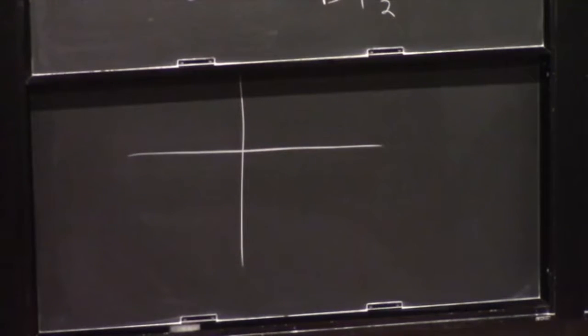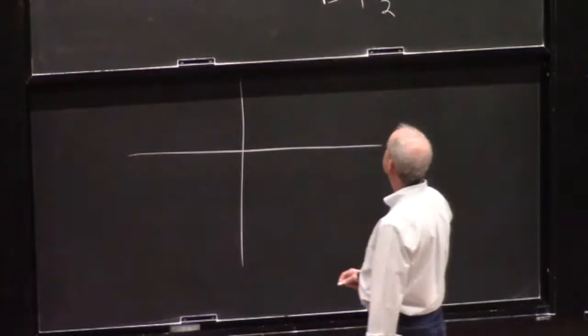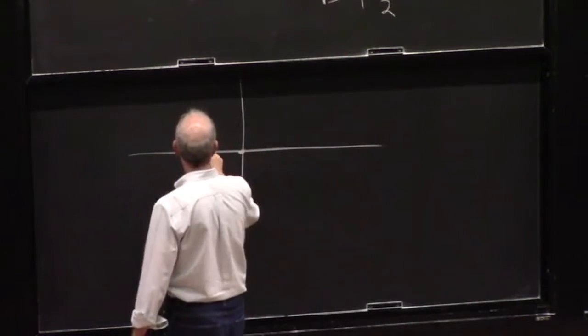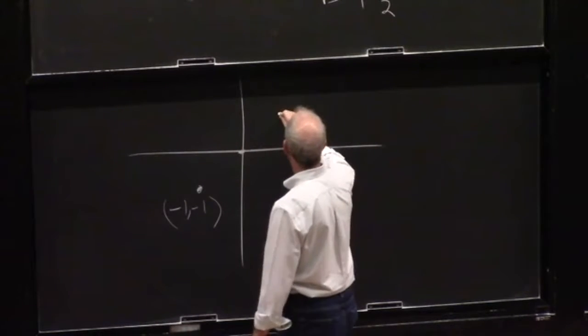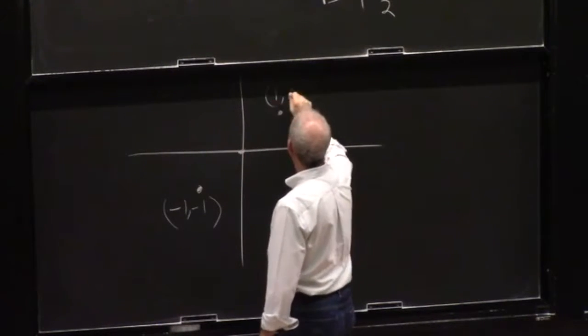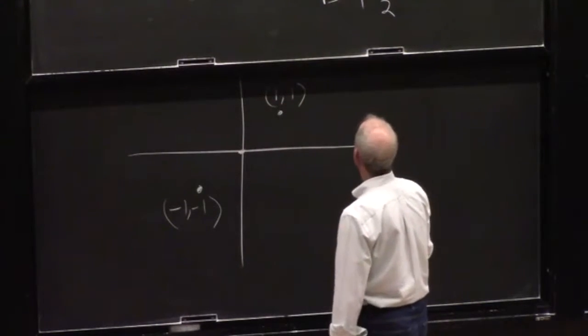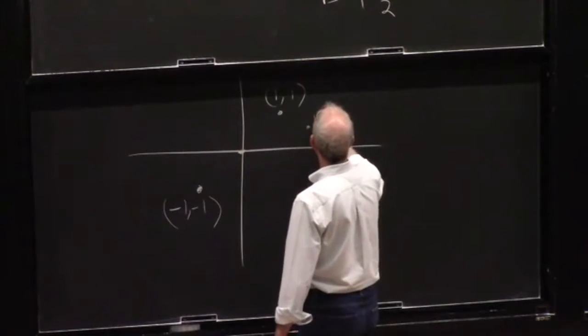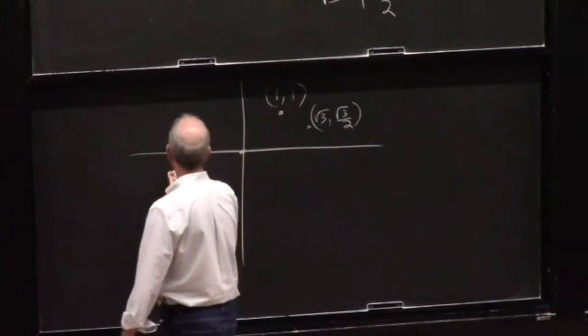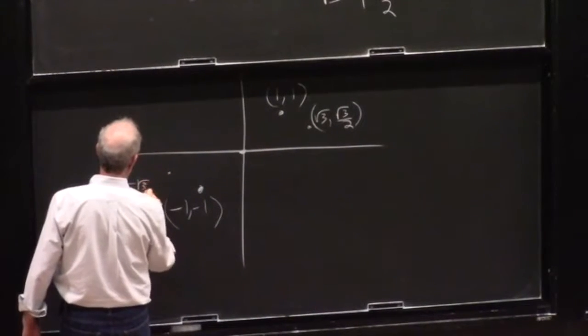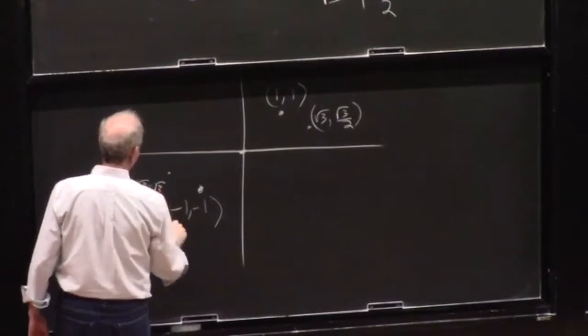So let's see. Goes to the origin. -1, -1. 1, 1. Square root of 3, square root of 3/2. Negative square root of 3, comma, negative square root of 3 over 2.